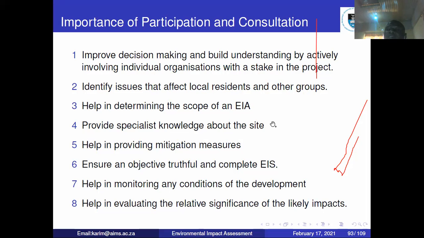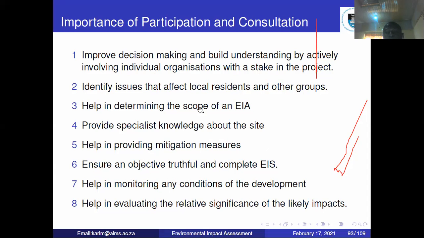Information that probably your mathematical models and statistical models cannot extract. There are certain sites that are waterlogged areas, but it may be that over 30 years there had not been water there. Those who have been living in the area for a long time will be able to tell you that this is a waterlogged area. They will help you with measures, and with that, they help you provide mitigation measures.